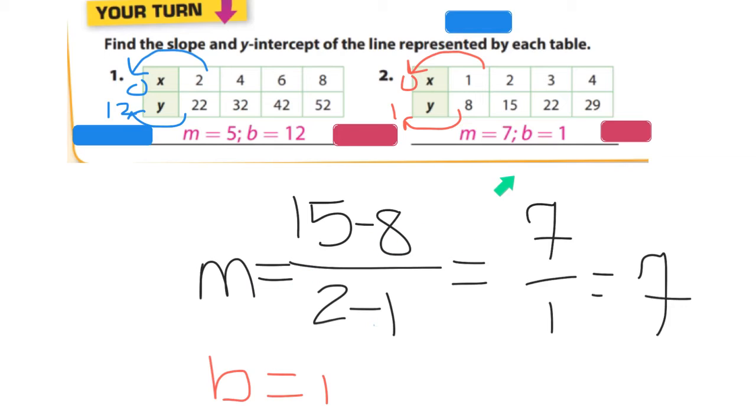Your y values were going up by 7. Your x values are going up by 1. So take 1 away, you get 0. You want x to be 0 to find your intercept. Take 7 away, and you have 1. 8 minus 7 is 1. Therefore, your intercept is 1. Don't be afraid to try these.